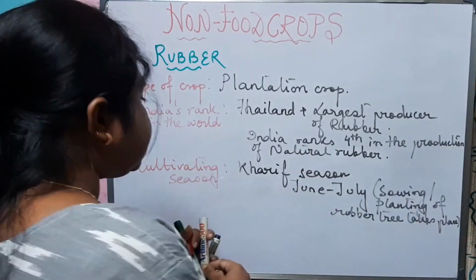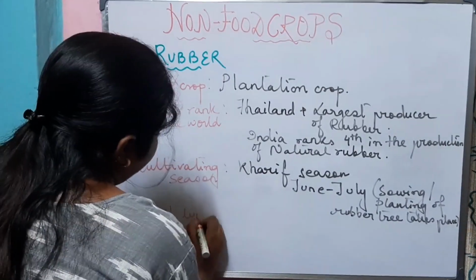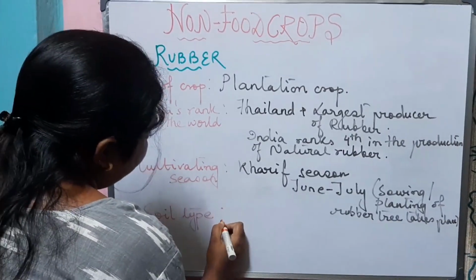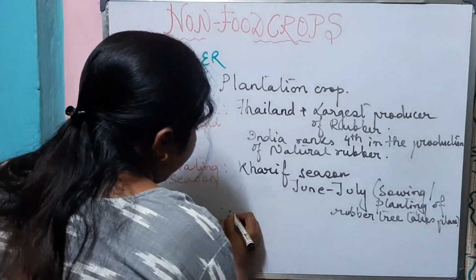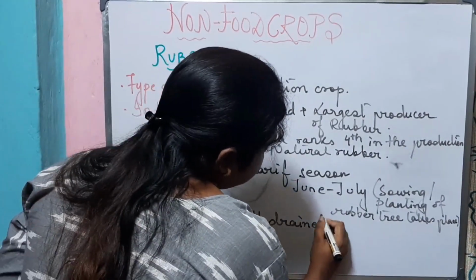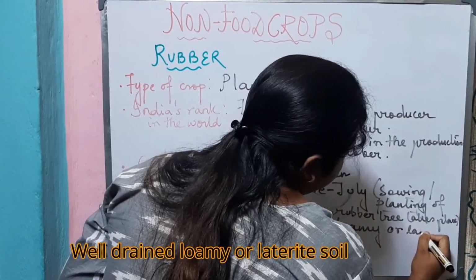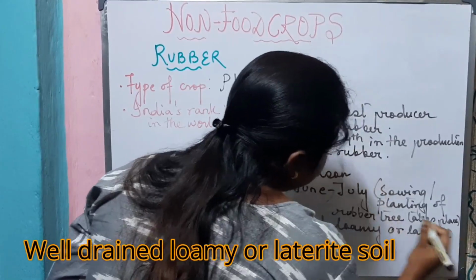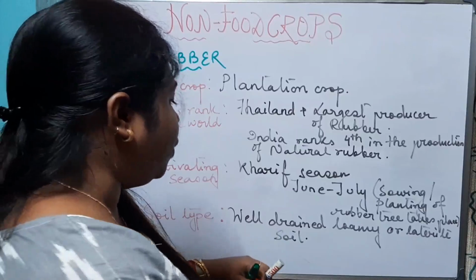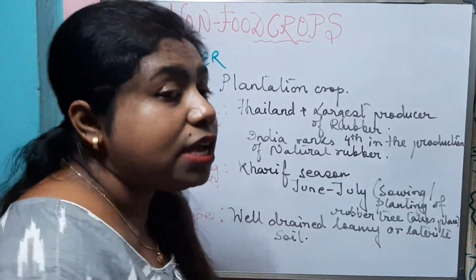Now let us know which type of soil is preferred for the growth of rubber. For the growth of rubber, it requires well-drained loamy or laterite soil.